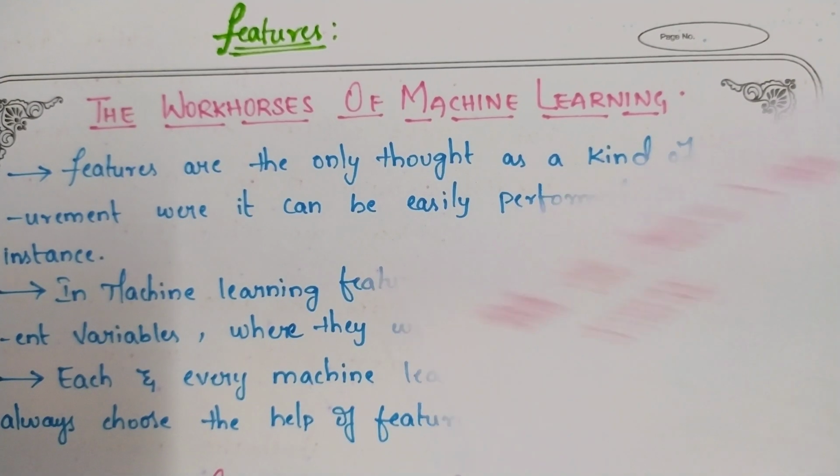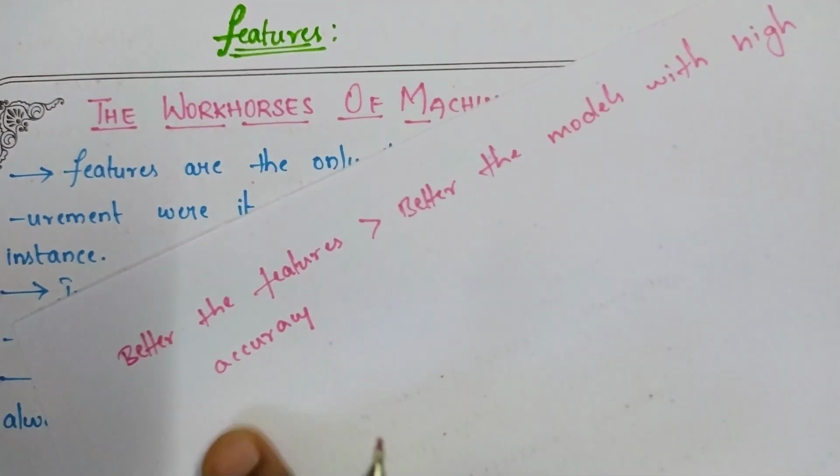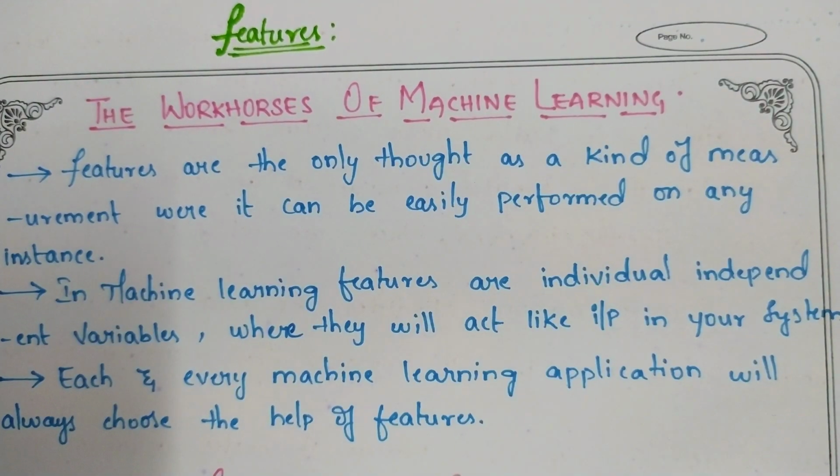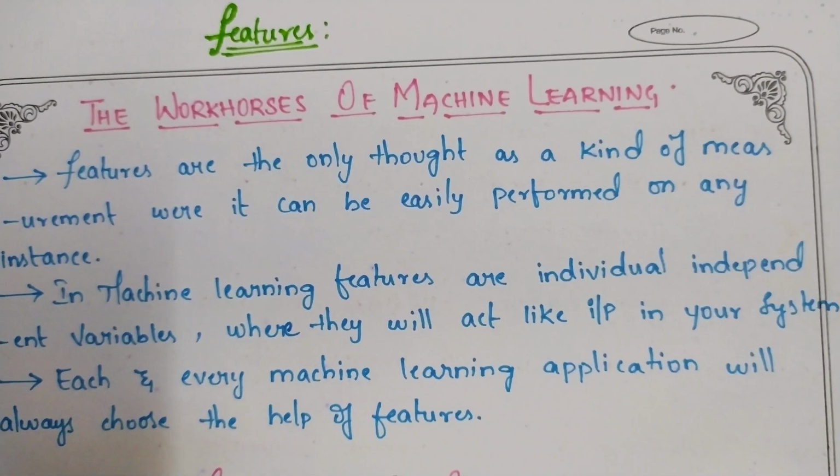Similarly, that is what the thing is here. Better the feature, better the model with high accuracy, that gives the best output. Better throughput, the best result. Machine learning will always be based on its features to do beyond its things.